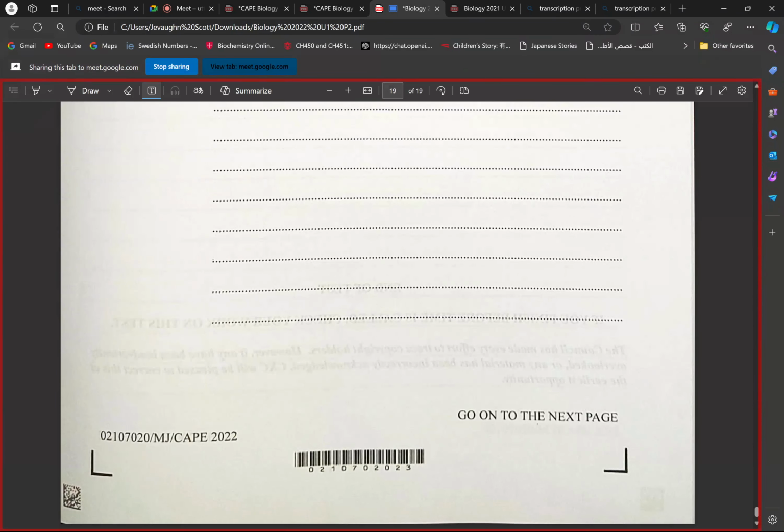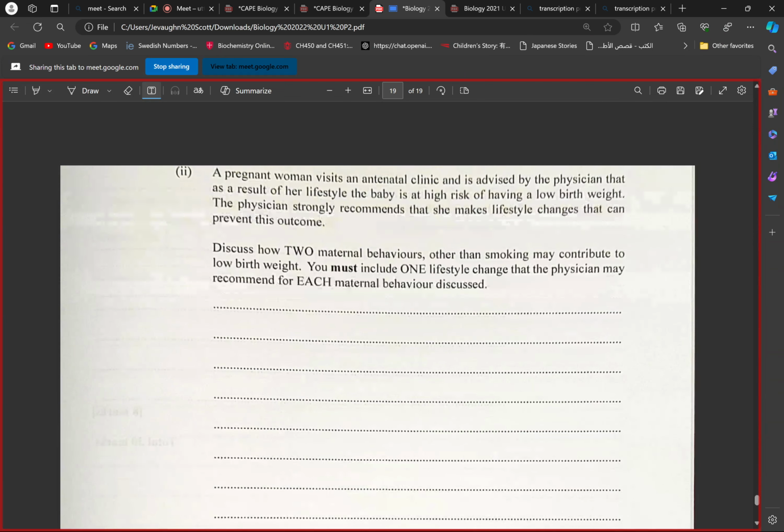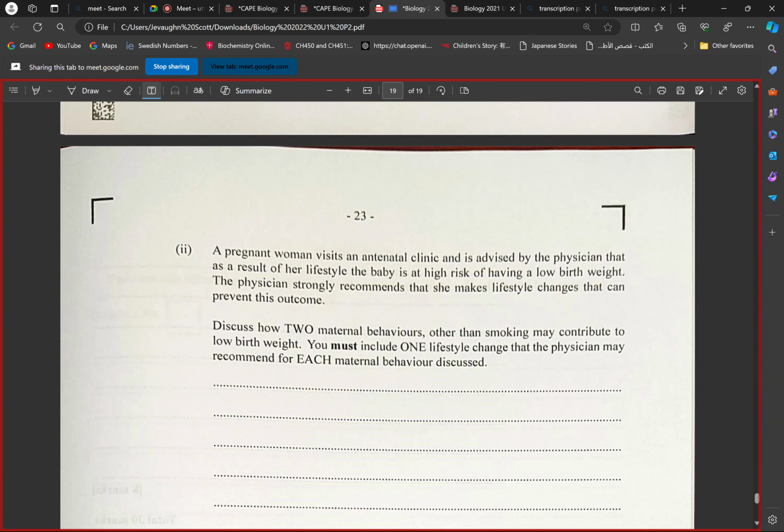Wait, how many marks is this? I don't see the marks for this, but it's a lot of writing. All right, but that is it for Module 3 of the 2022 paper.